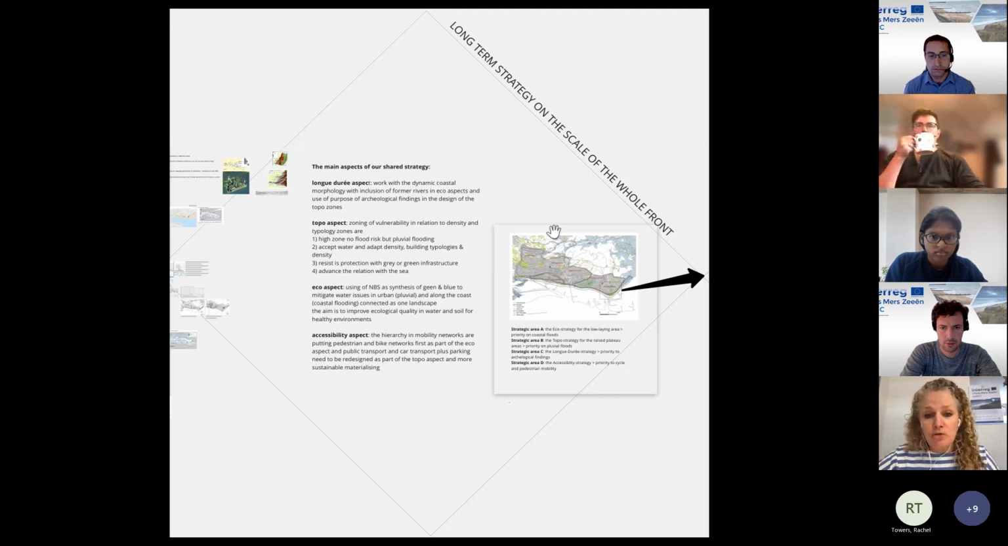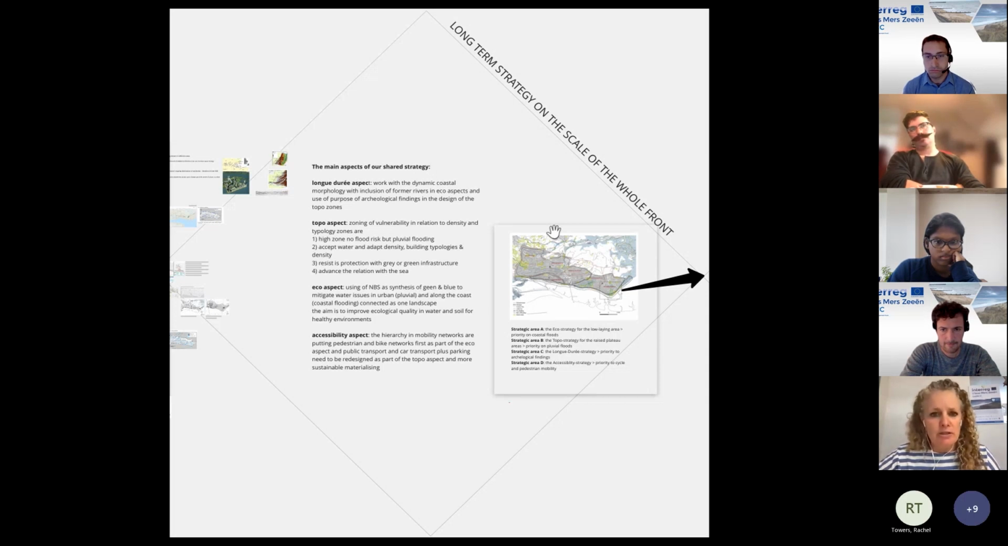Then the topo aspect is that the vulnerability in relation to the flood risk is very important, and that varies within the area. There are areas that are very high up, so they basically do not suffer from flooding. So in planning the town, you really need to take this into account. So we defined different zones where you have the high zone, no flood risk, an area that is low density and very green. So you could accept, welcome and embrace this water as a quality for your new town part. There are parts that you can resist with grey infrastructure and you can advance so that you can make newer interventions.